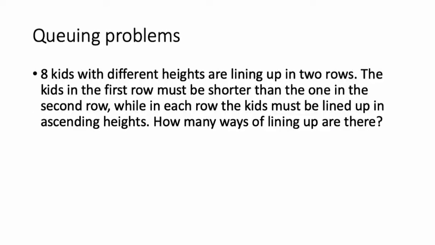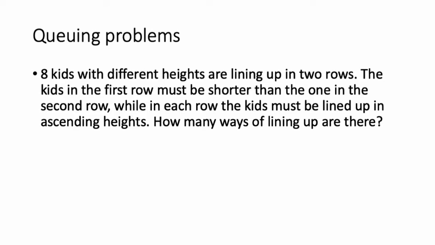Next, let's talk about queuing problems. So the queuing problem is like this. 8 kids with different heights are lining up in 2 rows. The kids in the first row must be shorter than the ones in the second row, while in each row the kids must be lined up in ascending heights. How many ways are there of lining up? So this question needs a bit of imagination. So first, because the kids are of different heights, we'll number the kids. The kid with the lowest height will be 1, and the kid that is the highest will be 8.